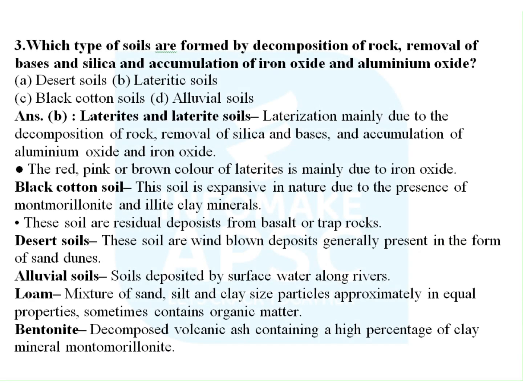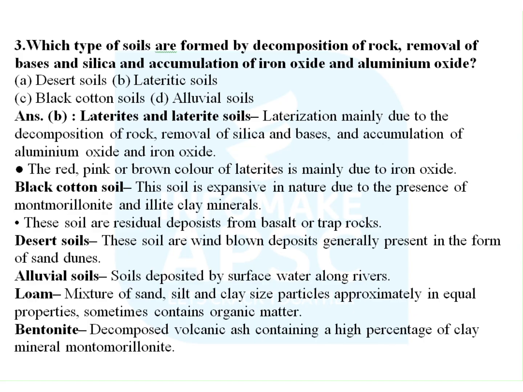Question number 3. Which type of soils are formed by decomposition of rock, removal of bases and silica and accumulation of iron oxide and aluminium oxide? A. Desert soils. B. Lateritic soils. C. Black cotton soils. D. Alluvial soils. So the correct answer B.